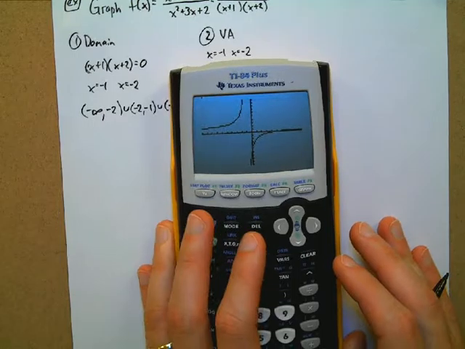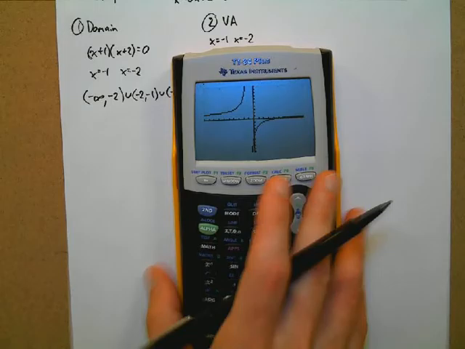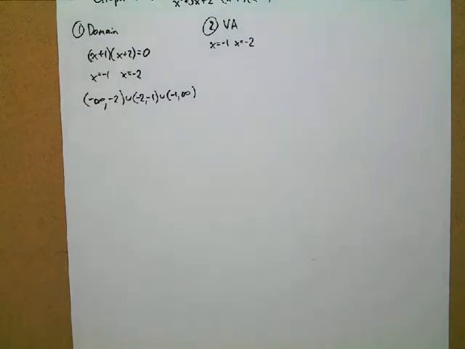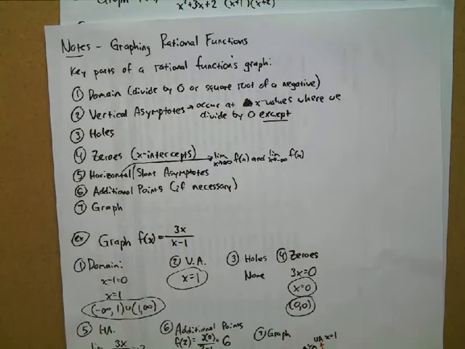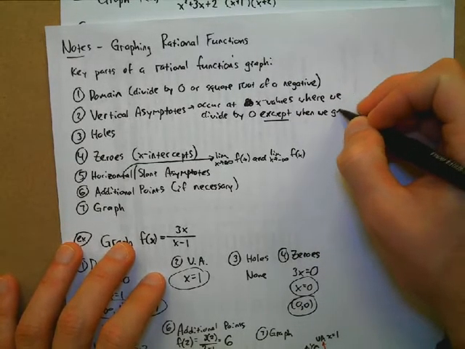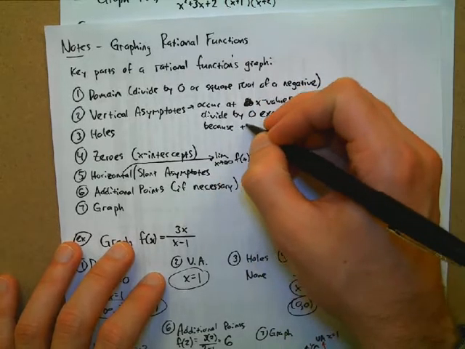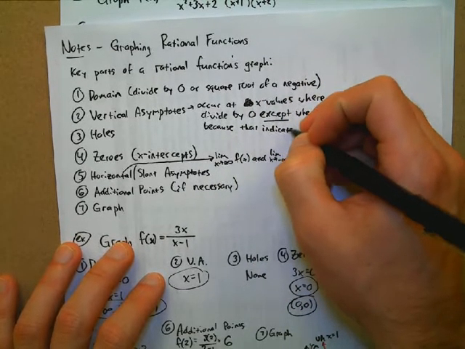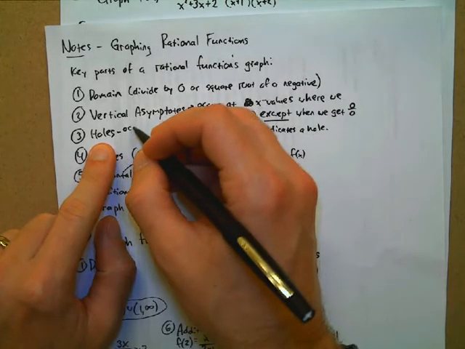So the difference here, and here's where that exception comes in. So here's why I wanted to bring that up to you, okay? Vertical asymptotes occur at x values where we divide by 0, except when we get 0 over 0, because that indicates a hole. So holes occur where our function equals 0 over 0. Just to kind of help you out there.